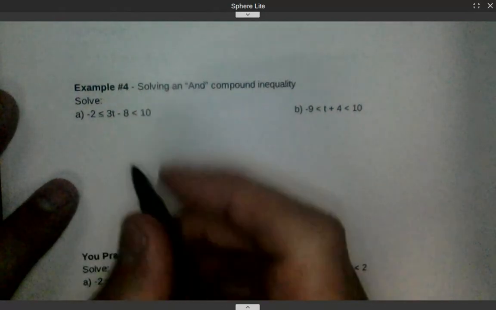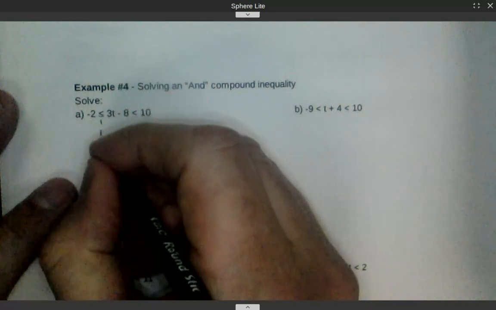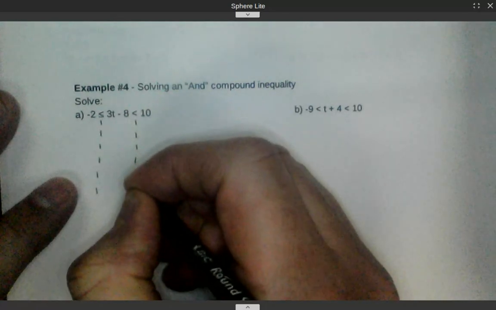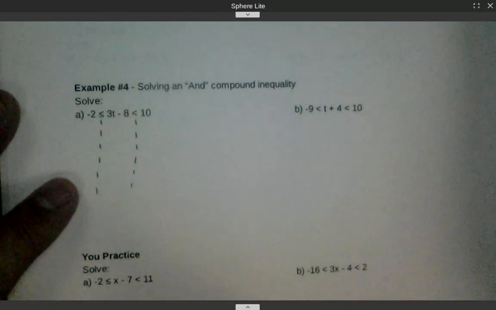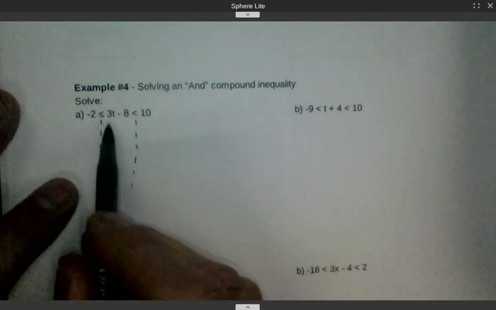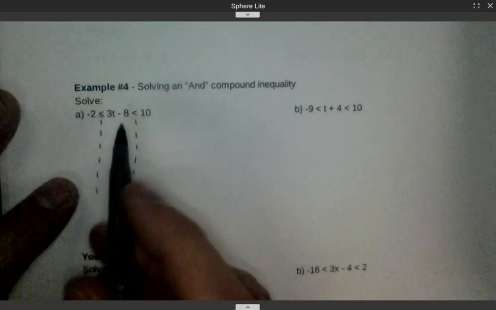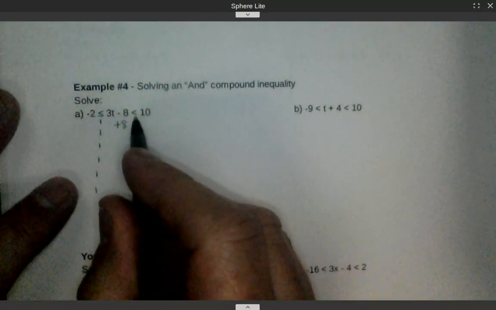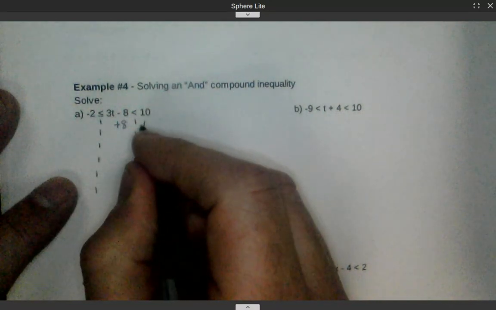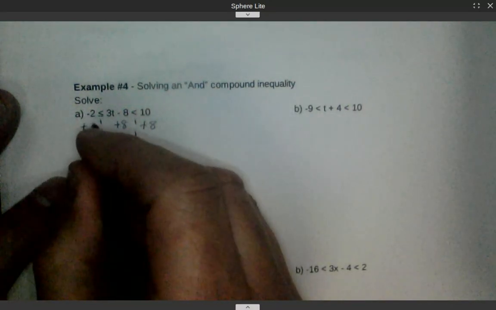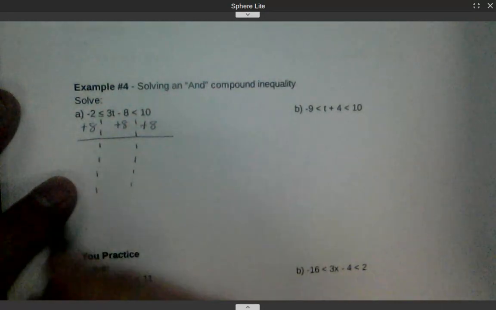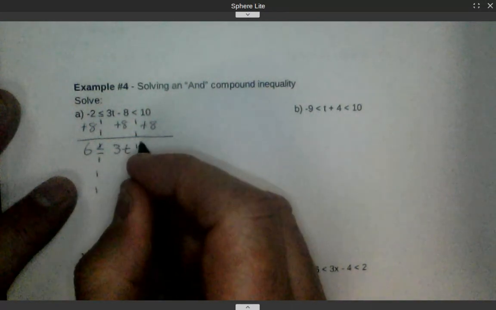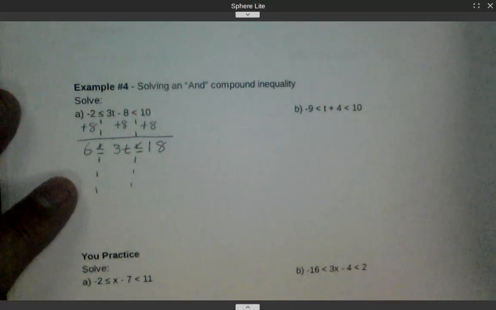Now, anytime I have something like this, I'm going to solve two inequalities at the same time. To do that, I'm going to get t by itself. So I'm first going to add 8. Since I added 8 here, I have an inequality here and an inequality here, so I'm going to add that 8 to all three parts. This becomes a 6, this is a 3t, and this becomes 18.